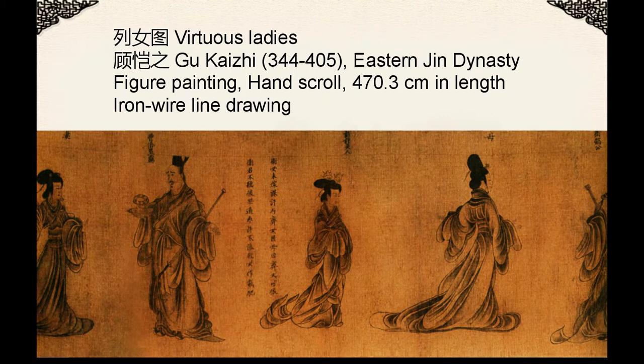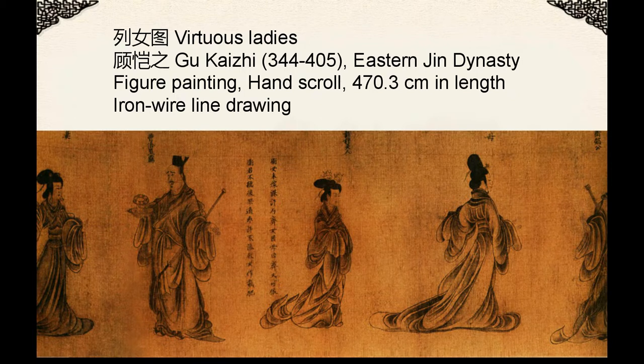Virtuous Ladies are chaste women. It is the figure painting painted by Gu Kaizhi of the Eastern Jin Dynasty, praising the wise virtues of women. The hand scroll is 470 centimeters in length.